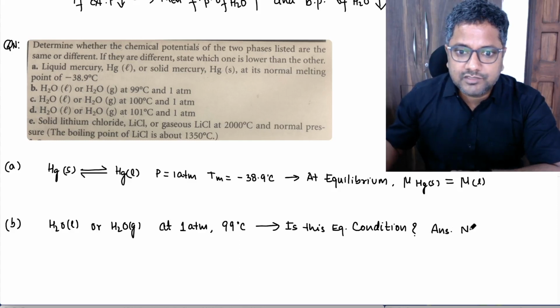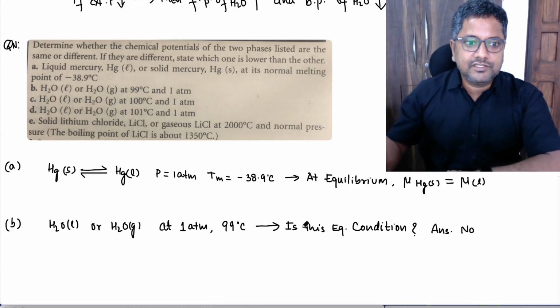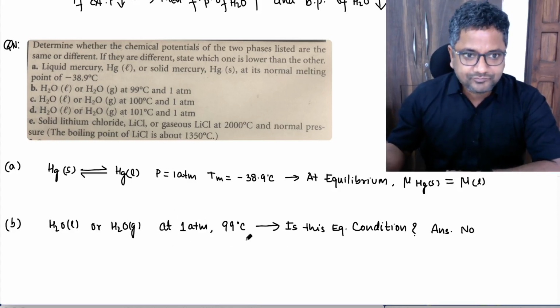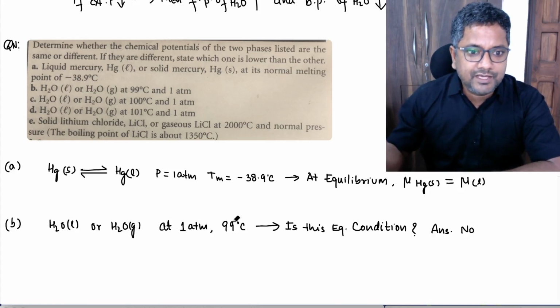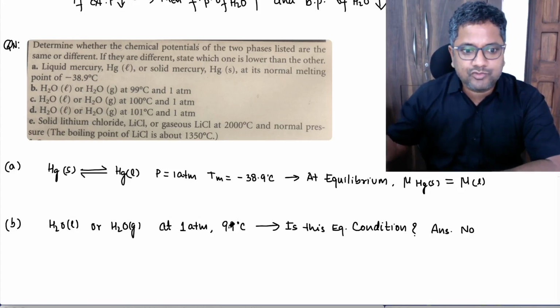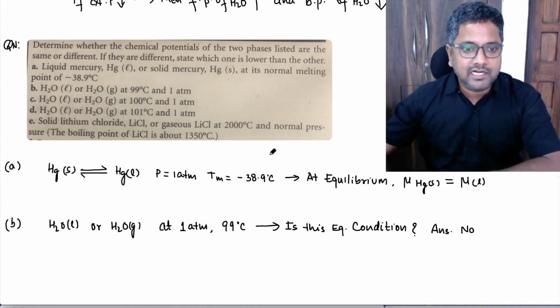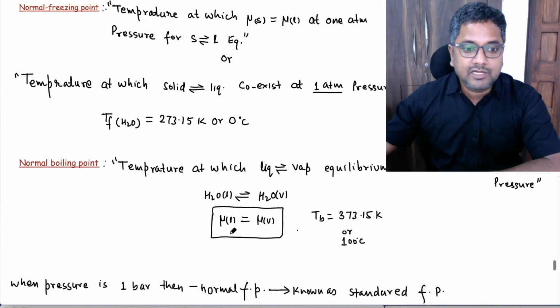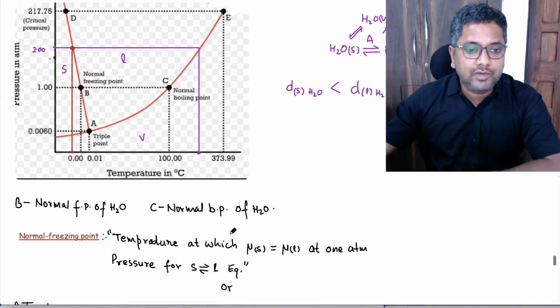The answer is no. So if this is not the equilibrium condition for water, then what will happen? Chemical potentials are not equal. So in this situation, which phase is more stable? Suppose it is asked, tell me at 1 atm and 99 degrees Celsius, which phase will exist? Because both phases will not coexist.